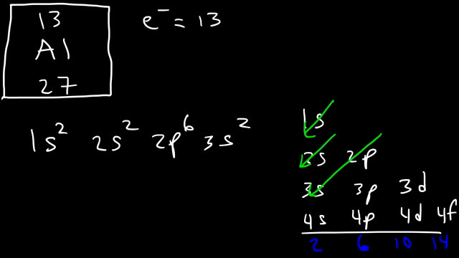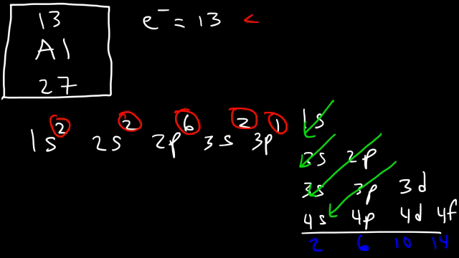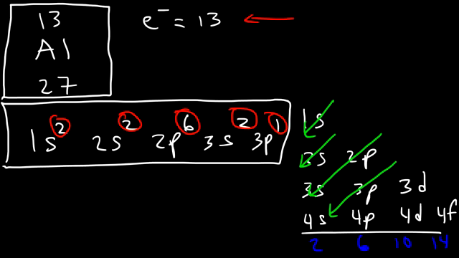So after 3s, we need to move on to 3p. We don't need to go up to 3p6. We only need 1 more, so we're going to stop at 3p1. If you add 2 plus 2 plus 6 plus 2 plus 1, that will give you a total of 13. So this is the ground state electron configuration of an atom of aluminum.